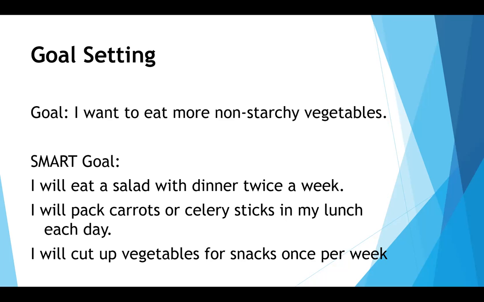So here on the screen, you see an example of a non-specific goal, or a non-SMART goal, translated into something a little bit more specific and measurable. So eating a salad with dinner twice a week, packing carrots or celery sticks in your lunch each day, or cutting up vegetables for snacks once per week. So you can see the difference. Both are getting you to eat more non-starchy vegetables, which is what the initial goal was. It's just that the SMART goal format is a little bit more specific. Okay.